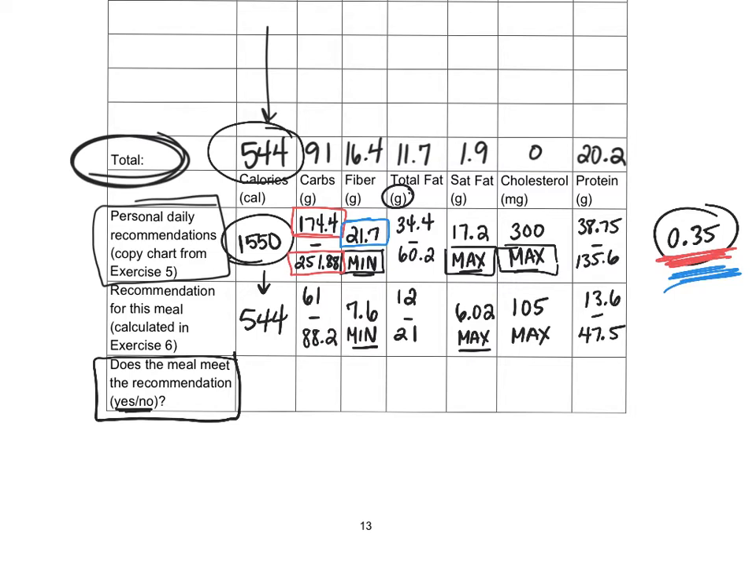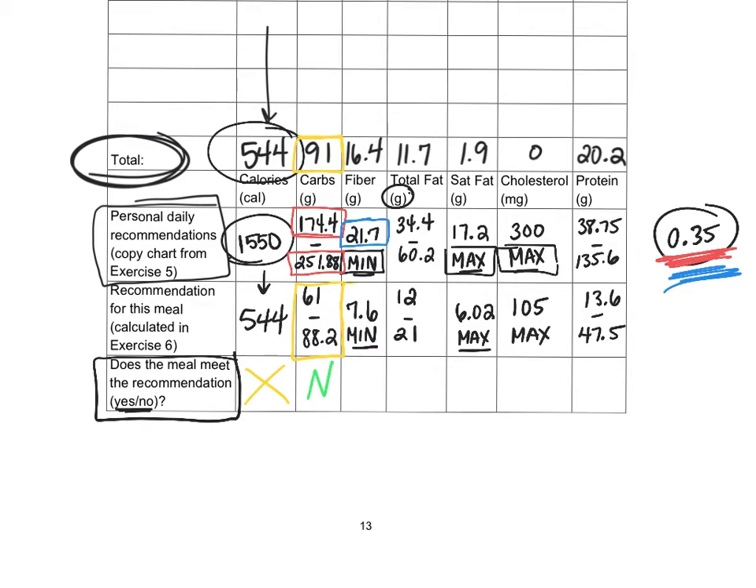So what I need to do then is look. This is just a pass, that's what it is. So I want to see if my carbohydrates, what I should have eaten in my one meal, is between 61 grams and 88.2 grams. If I look up at my carbs, remember this is my total for my meal, I'm at 91, and look, I did not meet that. So that's a no. I ate too many carbs for the meal. I went over that 88.2.